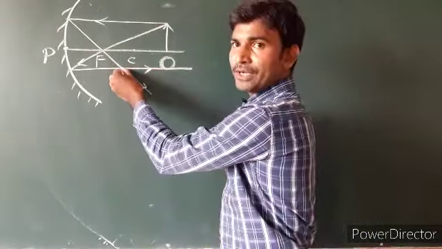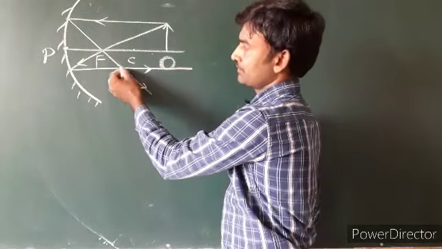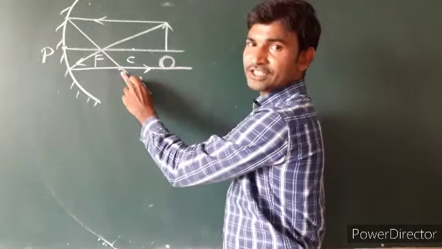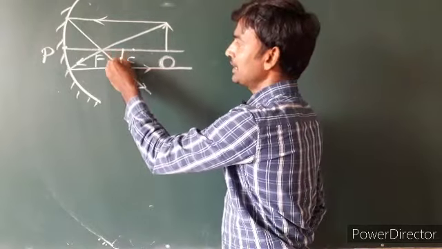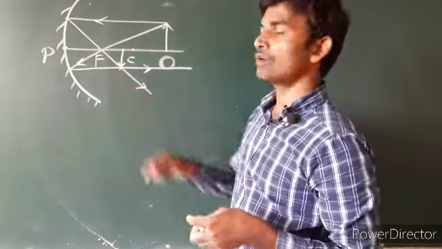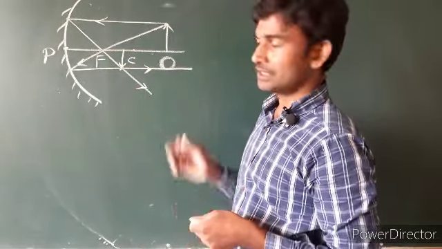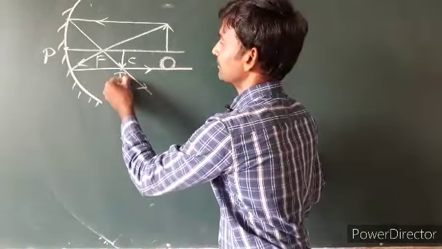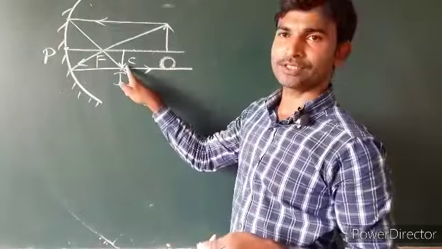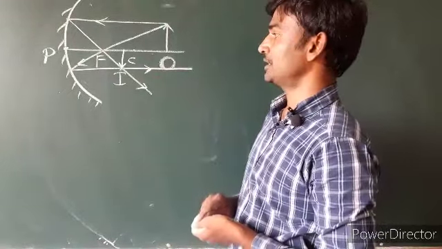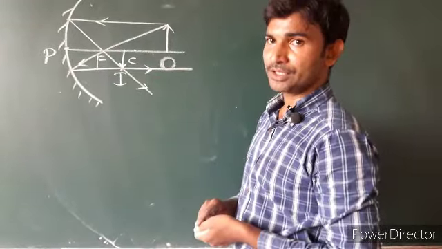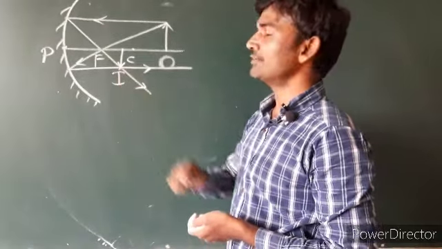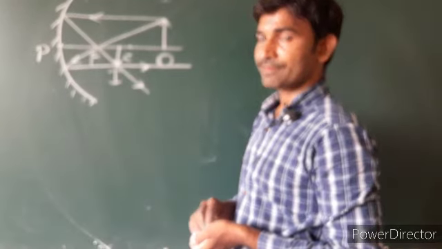The intersection point of reflected rays is called the image. This is the object and this is the image. It is the position of the image. Where is the object? It is beyond C. Where did we get the image? Between F and C.